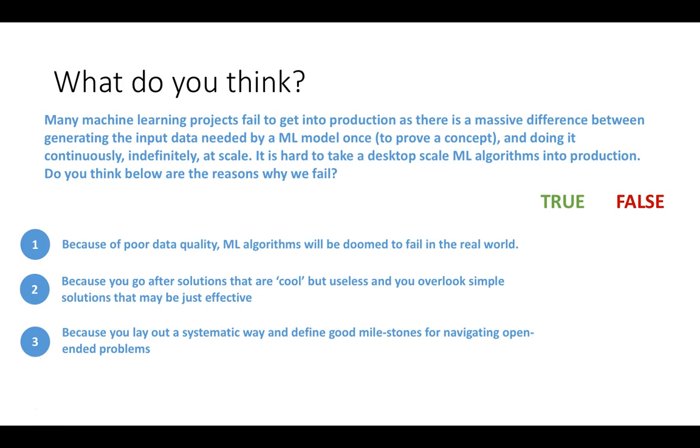Before we start talking about the 5 stages, let us think about this statement. So many machine learning projects fail to get into production as there is a massive difference between generating the input data needed by an ML model, that is building a proof of concept kind of model, and doing it continuously, indefinitely at scale, meaning an industry strength ML project. Developing it is far more different from developing a POC kind of project. So it is hard to take desktop scale ML algorithms into production.